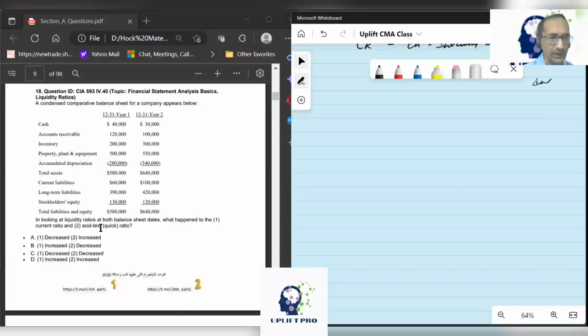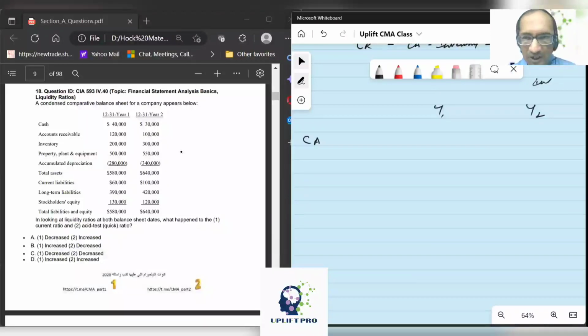In looking at the liquidity ratios at both the balance sheet dates, what happens to the current ratio and acid test ratio? So they're comparing year 1 current ratio with year 2 current ratio, and they're comparing year 1 acid test or quick ratio with year 2 acid test or quick ratio. So let's look at how it works out. So you have year 1 and you have year 2. Okay, let's look at the current assets for year 1.